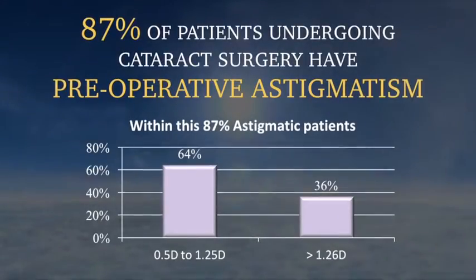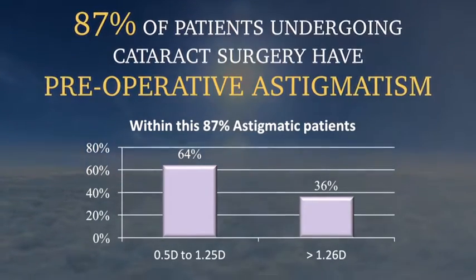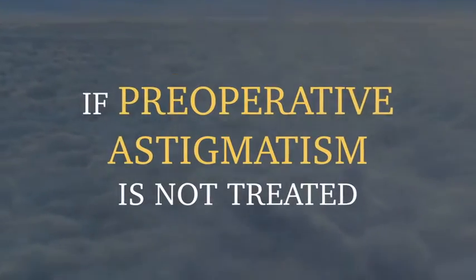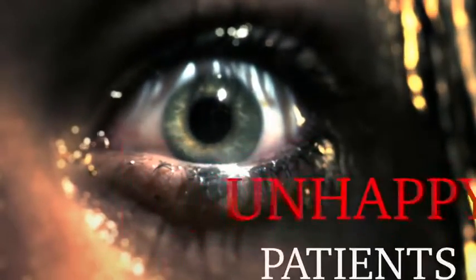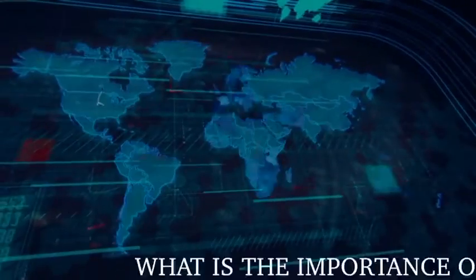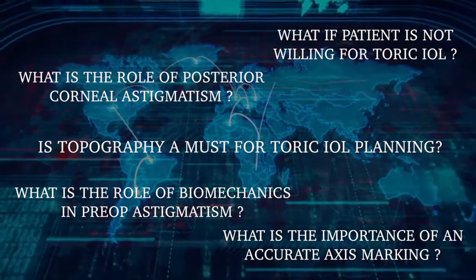A mystery for the phaco-refractive surgeon is the treatment of pre-existing astigmatism, which accounts for almost 87% of patients. Astigmatism, if left untreated, can lead to one of the most dreaded complications, that is, an unhappy patient. Cataract surgeons all over the world have multiple questions on how to treat patients with pre-existing astigmatism.